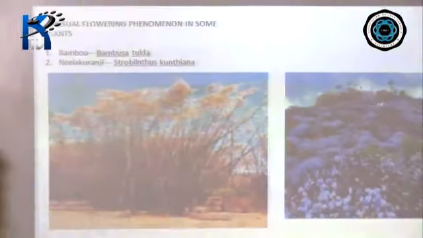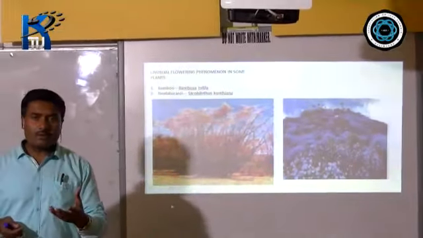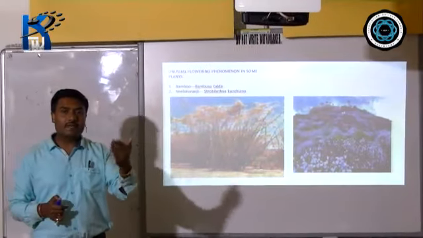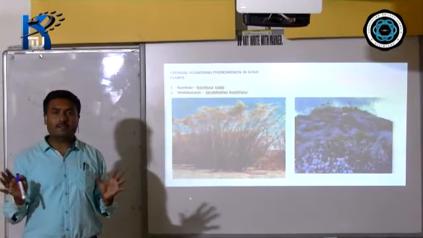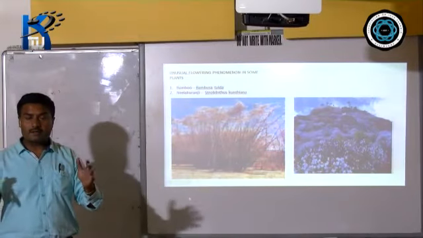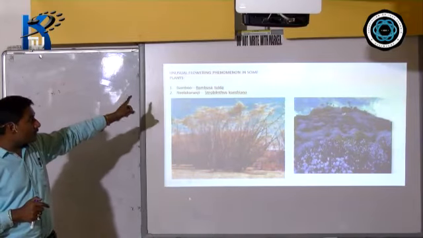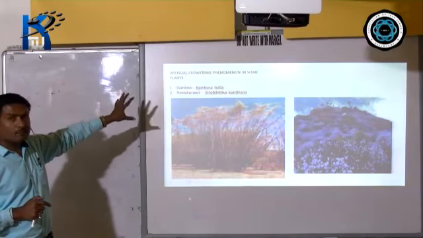Similarly, in Himachal and Haryana, you will find Nag Pushpa. This flower also flowers after 36 years. So there are many such plants which flower after a certain interval of time or years, and because of this flowering nature, you call it unusual flowering phenomenon in some plants.